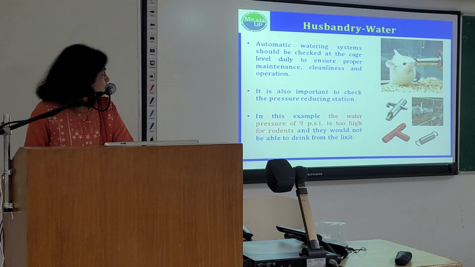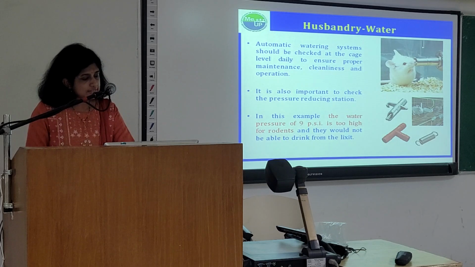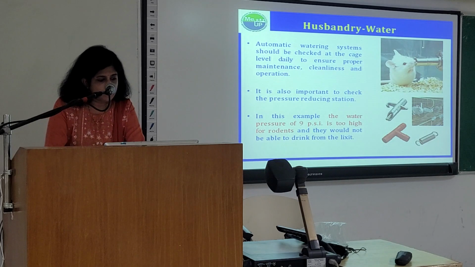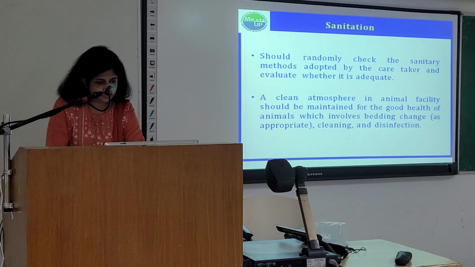Automatic watering systems should be checked at the case level daily to ensure proper maintenance, cleanliness and operation. It is also important to check the pressure reducing station. In this example, the water pressure of 9 psi is too high for rodents and they would not be able to drink from the liquid.